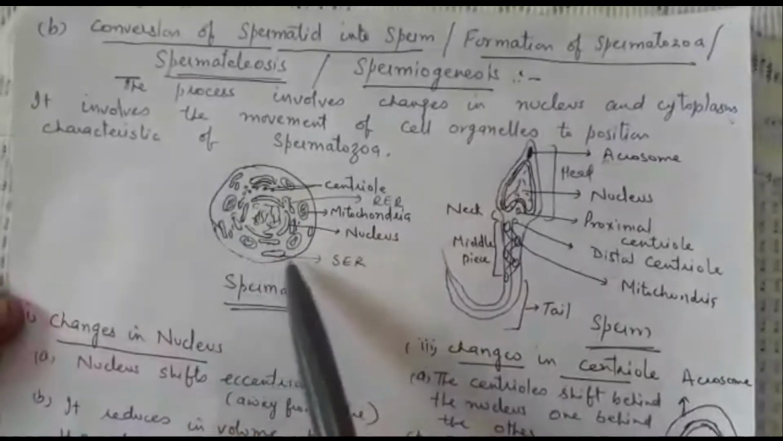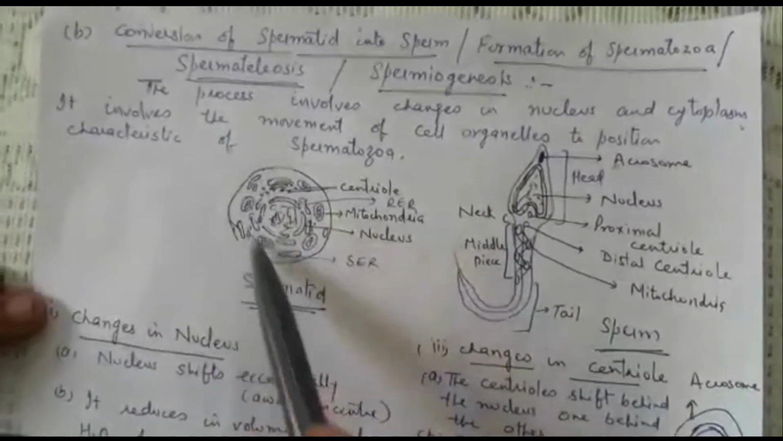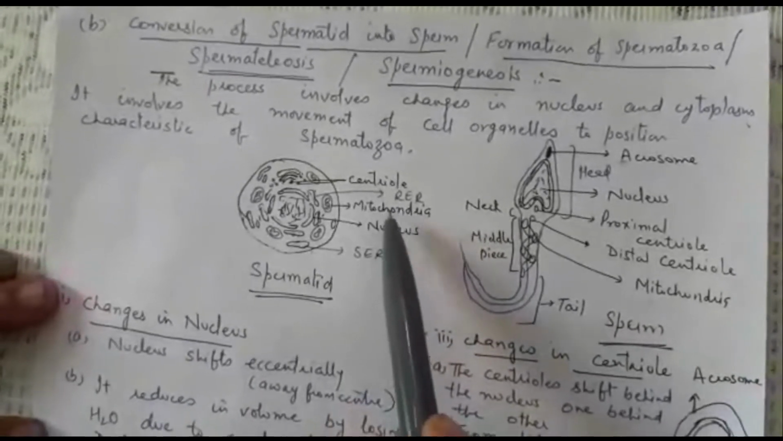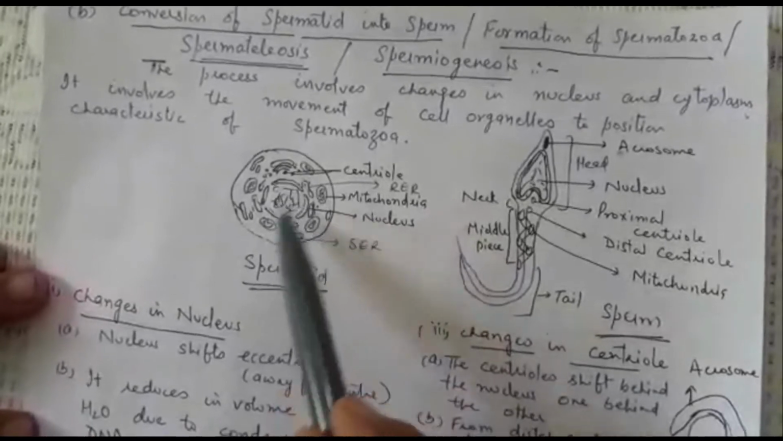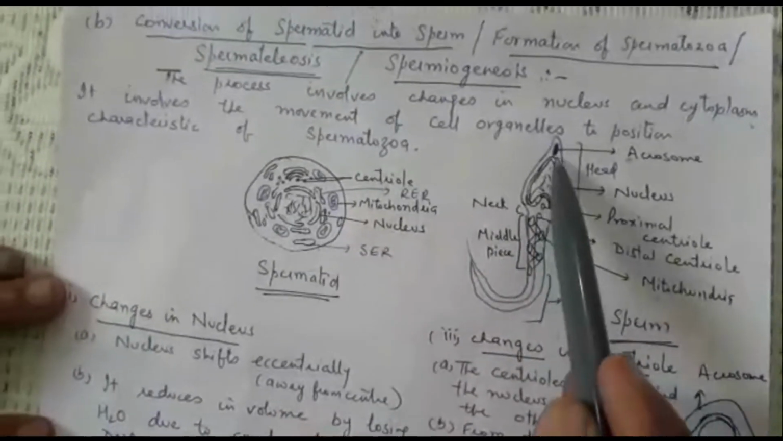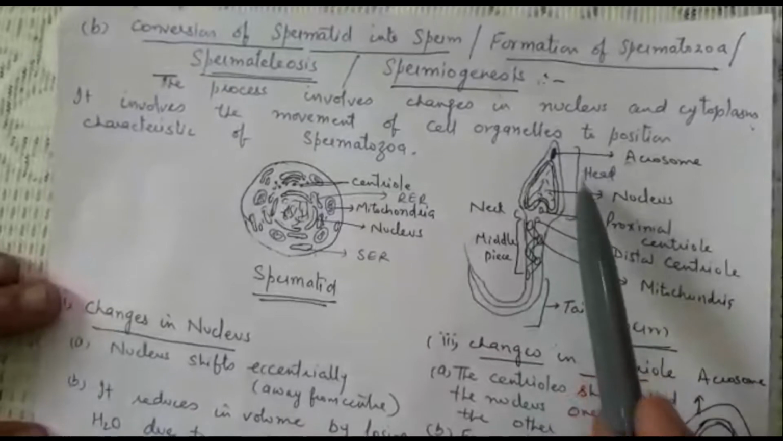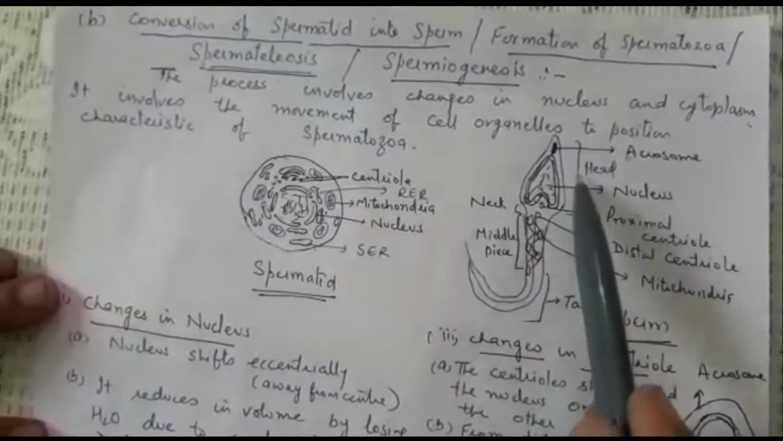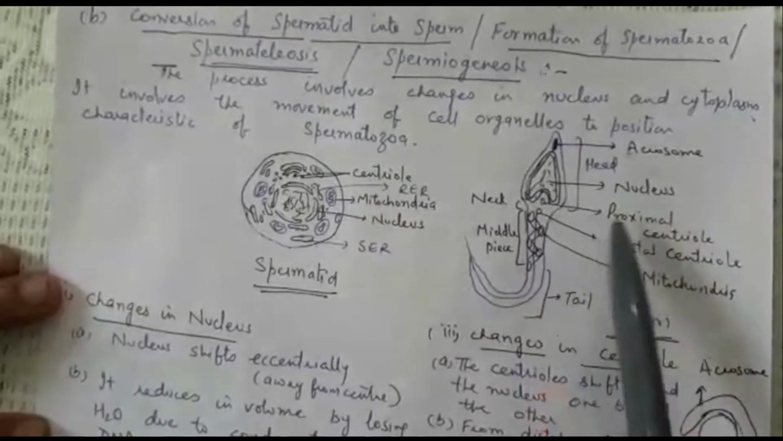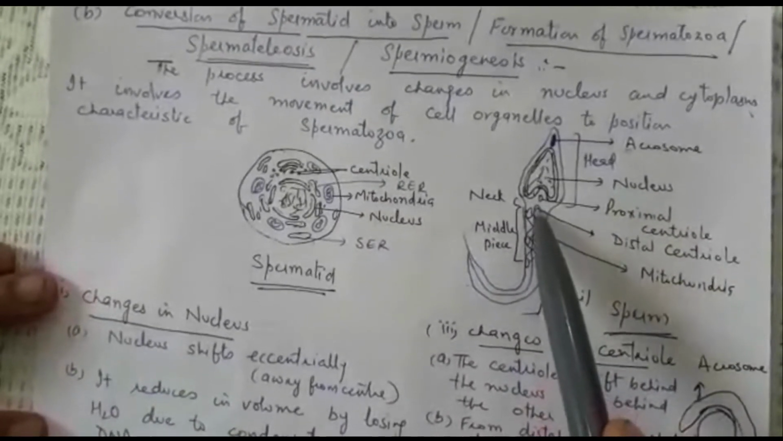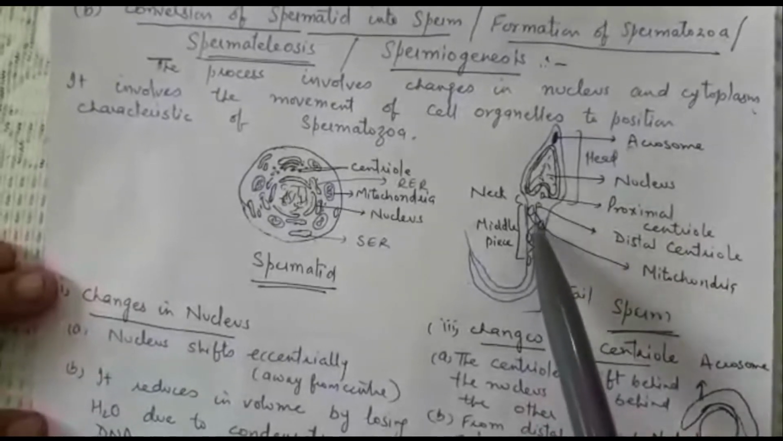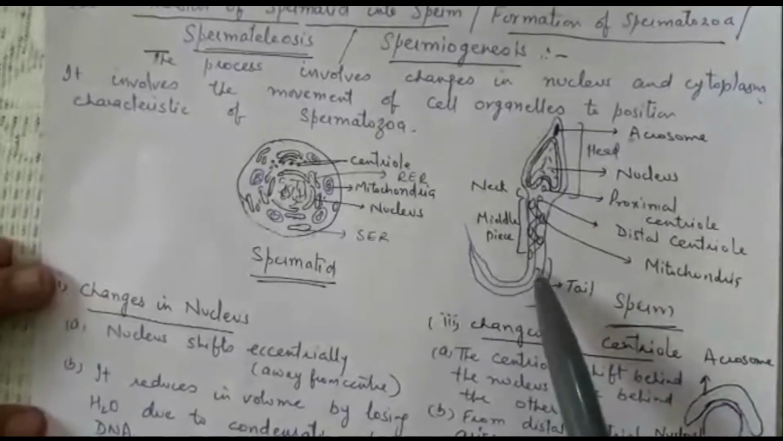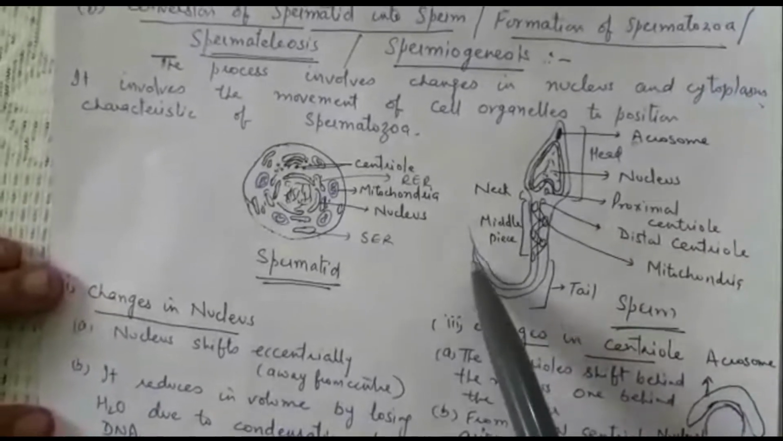Spermatid is a simple normal cell which is almost rounded in shape, having all the cell organelles that include nucleus, centriole, mitochondria, endoplasmic reticulum, all the cell organelles. And this is the outline of a sperm, which is divided into different parts: head, neck, middle piece and tail. Head contains nucleus and acrosome. Neck contains two centrioles. Middle piece contains axial filament around which there are mitochondria, and the tail has axial filament covered by cytoplasmic sheath.